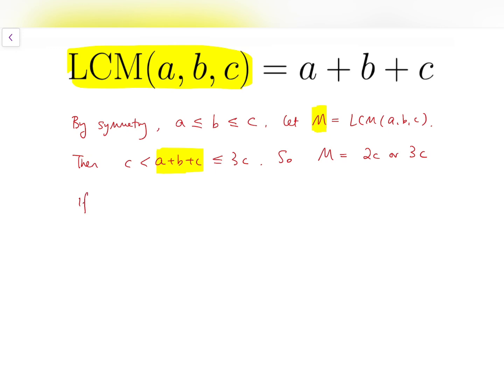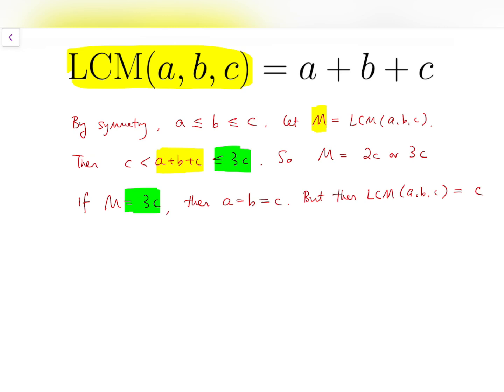The first case is that if this big M is 3c, then we've actually reached the upper bound that we've established. Equality holds, and this only happens when a, b, and c are all equal. But then the LCM of these three numbers is just the same as c, because these three numbers are equal, so the lowest common multiple is the number itself. So there's a contradiction.